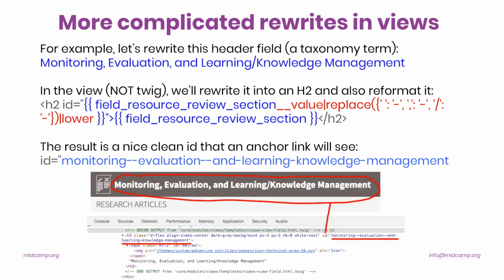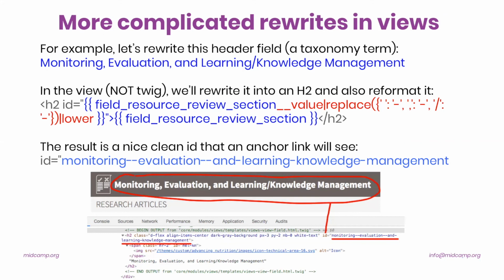Here is another, more complicated rewrite that I've done in views. This particular one is for the website version of the e-newsletter. This is a taxonomy term that is the header for the grouping of articles. This particular header has commas and a slash, and I can't use that as an anchor link ID. It's just too ugly.